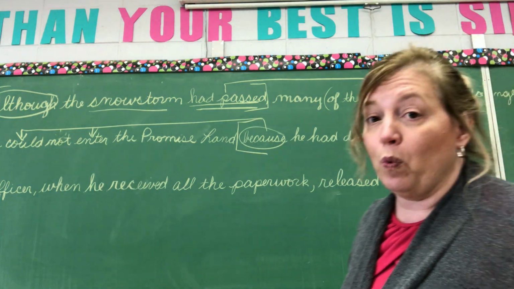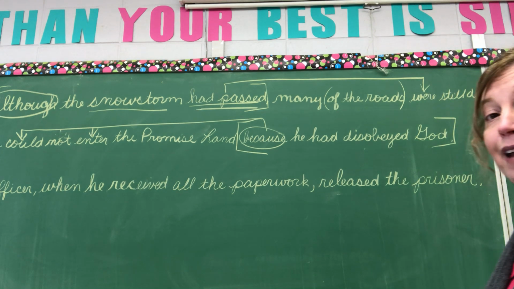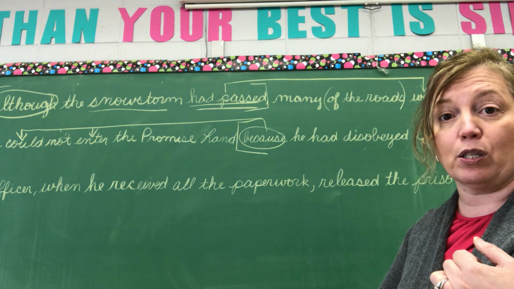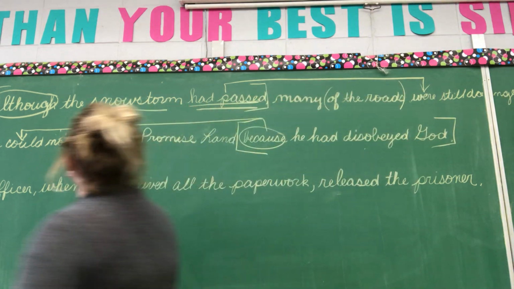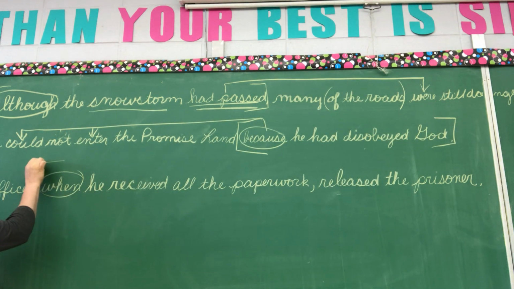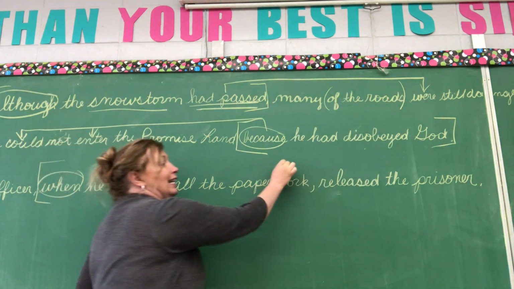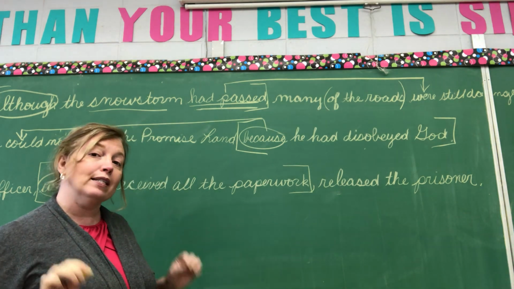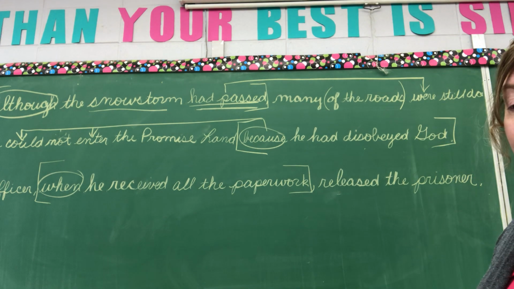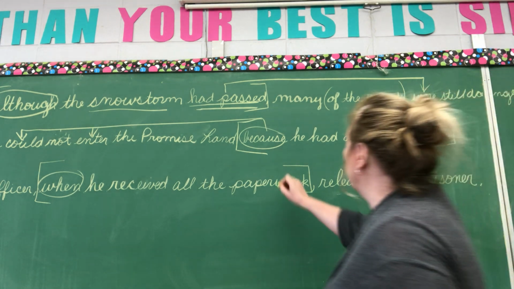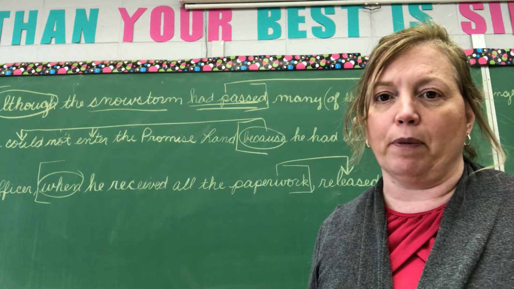Look at the next one. The officer, when he received all of the paperwork, released the prisoner. What's my adverb clause? It begins with a subordinating conjunction. It contains a subject and a verb. Okay? When is my subordinating conjunction. That begins my adverb clause. When he received all of the paperwork ends my adverb clause. What does the adverb clause, when he received all of the paperwork, tell us? It tells us when he released. When did he release the prisoner? When he had received all of the paperwork.